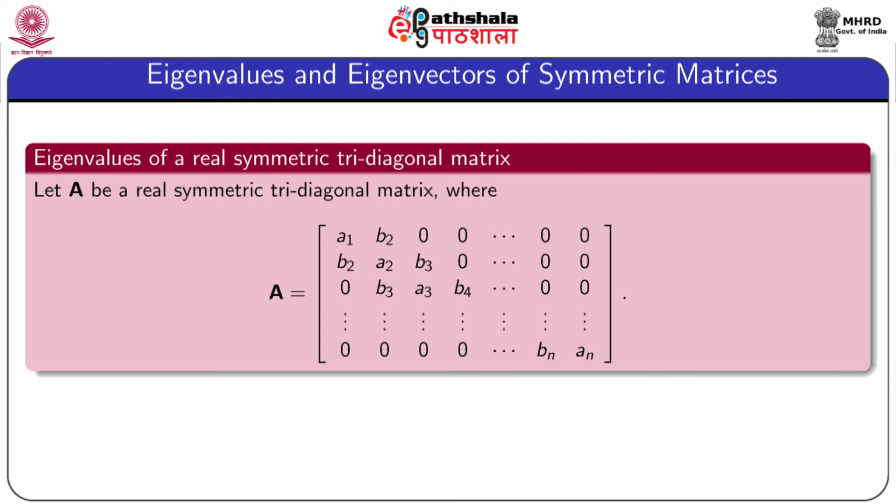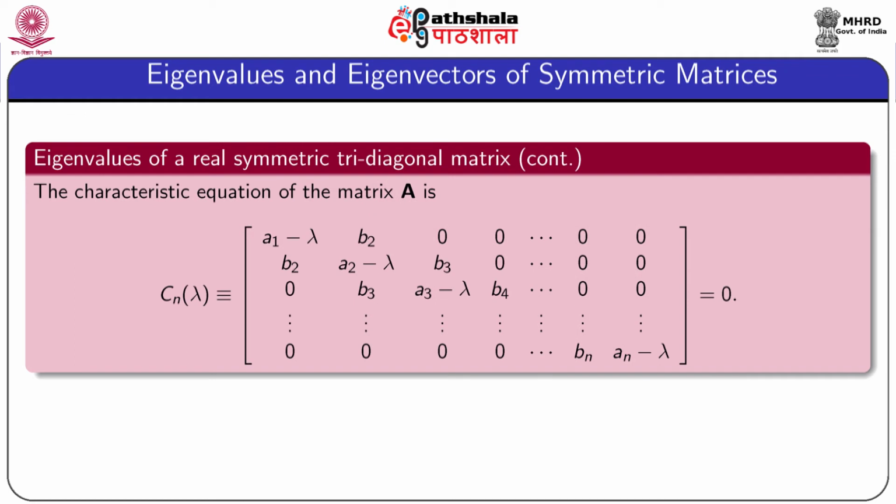Now, we consider a real symmetric tridiagonal matrix. This is a particular case of a real symmetric matrix. Let A be a real symmetric tridiagonal matrix, where the diagonal elements of this matrix are a1, a2, a3 up to an, and the upper diagonal elements are b2, b3 up to bn. And since the matrix is symmetric, therefore, the lower diagonal elements of the matrix A are also b2, b3 up to bn.